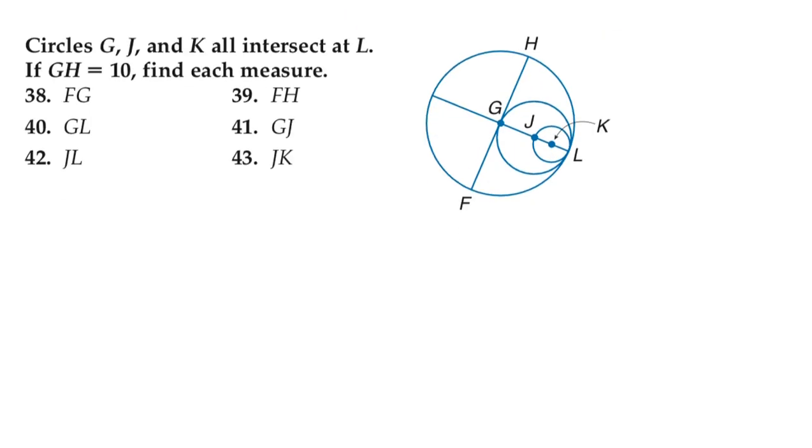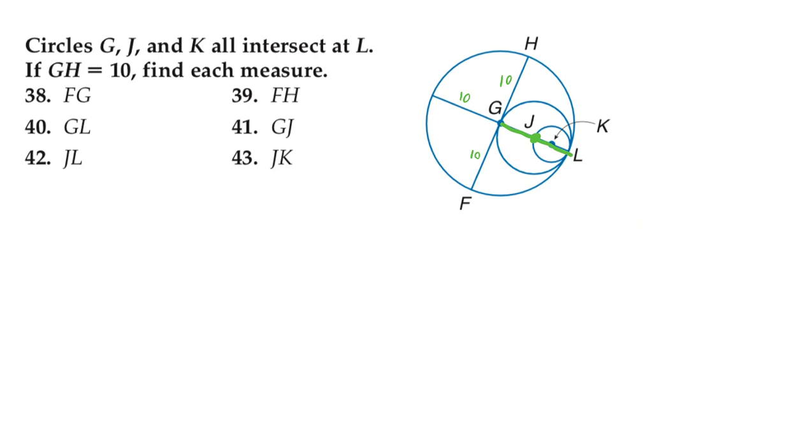Perfect. All right, let's do one more. Whoa, look at all those crazy circles. So they all intersected. Oh, that's good. And then it says GH is 10. So if this is 10, that means this is 10. That means this is 10. And this is a circle with center here. So that means we have a radius in both directions.